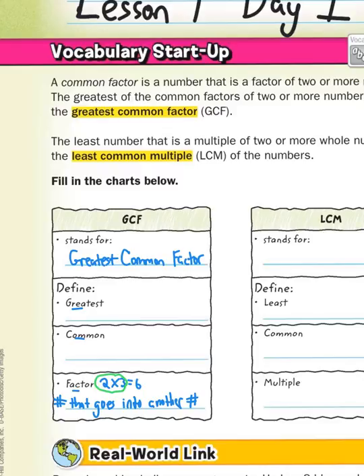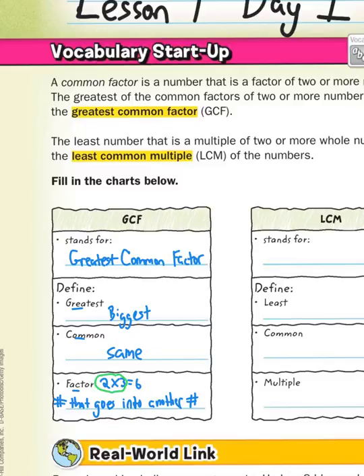Common means the same. Think about it. If you have something in common with someone, it's something that's the same for both of you. And greatest, I hope you know, means the biggest. So let's put these all together. Factors are the numbers that go into another number, right? The greatest or the biggest common factor is the biggest factor that is the same for two different numbers. And we'll show you on the next page.